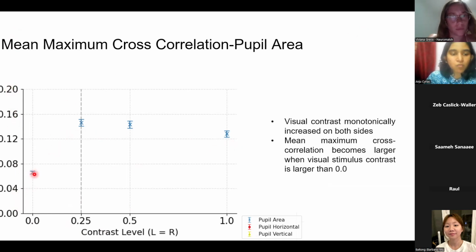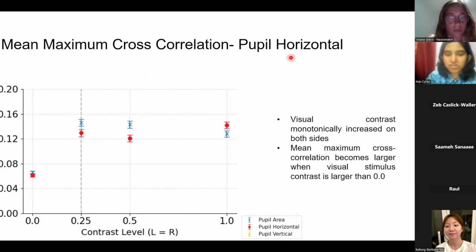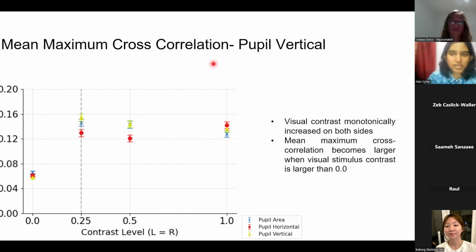And then on the y-axis, we plotted the mean maximum cross correlation. And for pupil area, what we could observe is that when the contrast level is beyond 0, we see a rise in the maximum cross correlation. So mean maximum cross correlation becomes larger when the visual stimulus contrast is larger than 0. Same thing when we plotted for pupil horizontal data, horizontal eye movement data, which is these red dots. We could see a similar trend. That is, when the visual contrast level is beyond 0, again, the maximum cross correlation is significantly increased. And same thing again for pupil vertical, that is vertical pupil movement, which is these yellow triangles. We could see again a very similar trend: when the contrast levels are more than 0 on both sides, the mean maximum cross correlation has significantly increased.